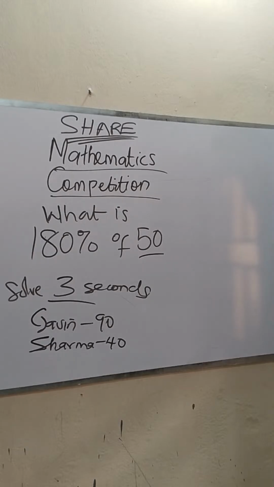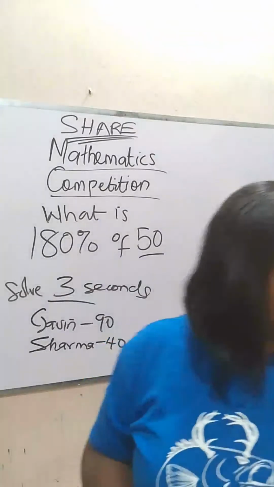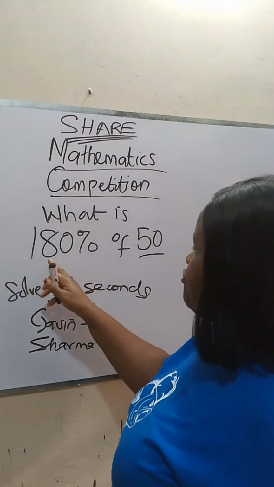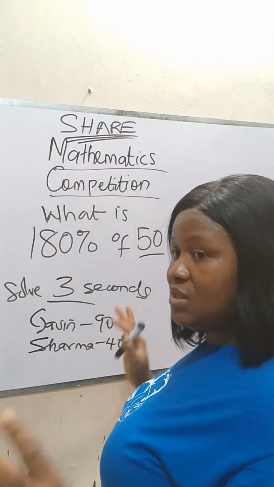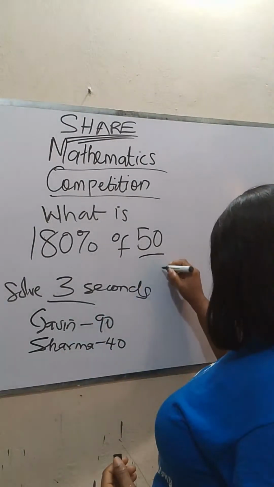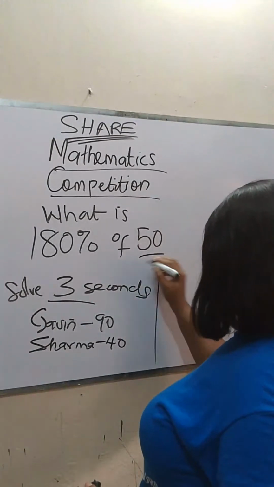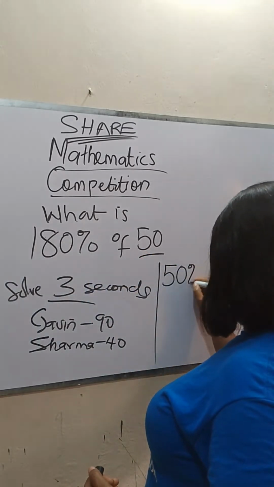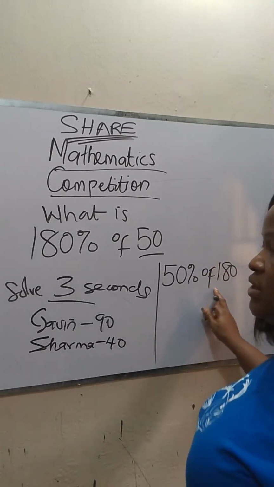So let me quickly solve it. Now, to solve this math is very easy. In percentage, we have 180% of 50. It has, I think, a commutative property, where if we have 180% of 50, we can call it 50% of 180. This is correct in percentage.